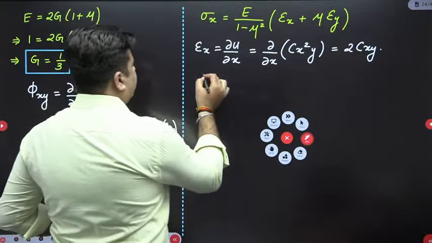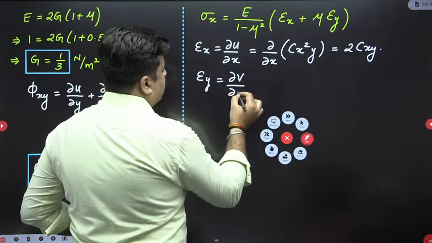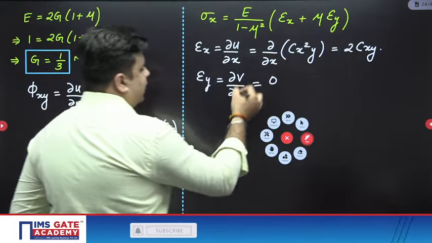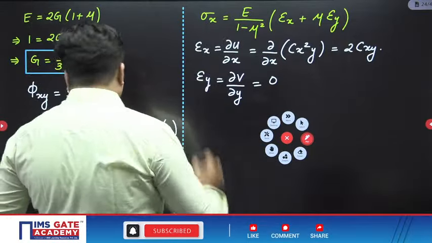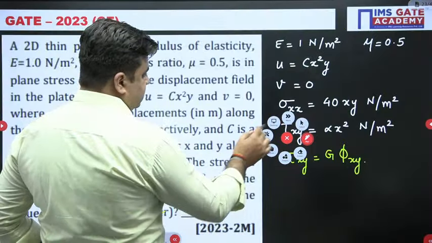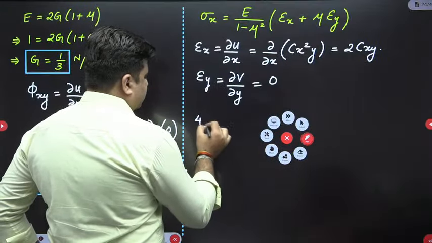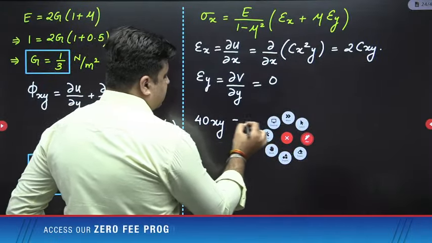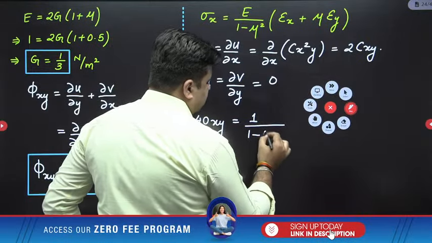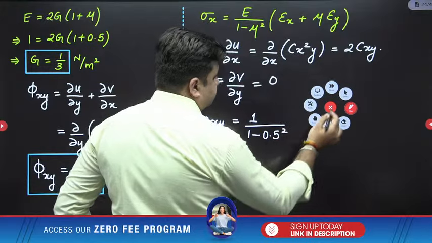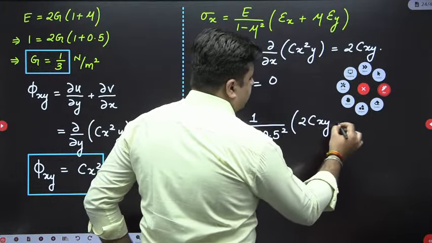Sir, what is the value of epsilon y? Epsilon y is equal to del V upon del y. Now, sir, V is equal to 0, so del V by del y is also equal to 0. Substitute here. So sigma xx is given to you as 40xy. E is equal to 1 and mu is 0.5. So I will write down 1 minus 0.5 square. This is equal to 2Cxy plus 0.